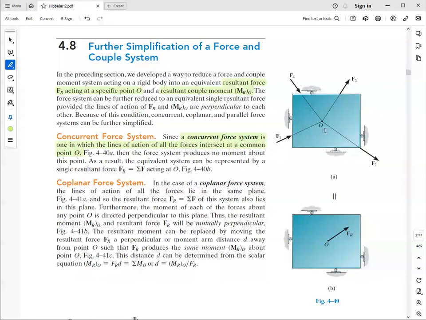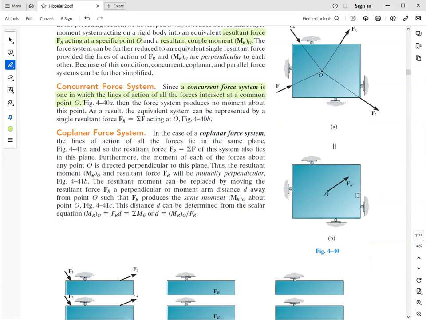If you have forces that are intersecting at a point, again, you slide them along their line of action, and you're going to find the resultant. So about point O, where they converge, there's no moment. So these are concurrent force systems.